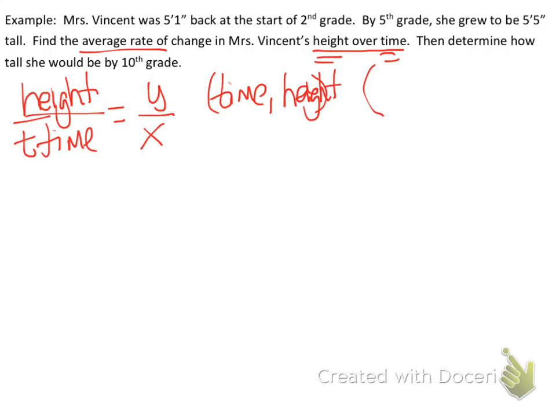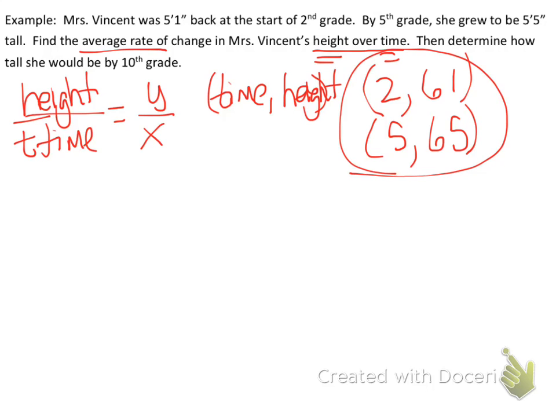So my two ordered pairs, when I was in 2nd grade, I was 5 feet 1 inches tall. Well, we need to change 5 feet 1 inches tall into inches. 5 feet is 60 inches, and one more will be 61. And in 5th grade, 5 feet 5 inches, so 65 inches tall. And these are our two ordered pairs. And now we're going to simply find the slope of those. So go ahead and do that, please.